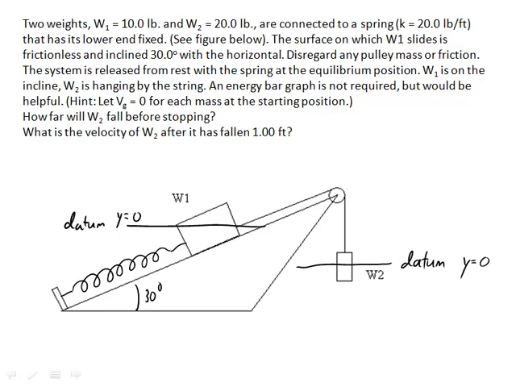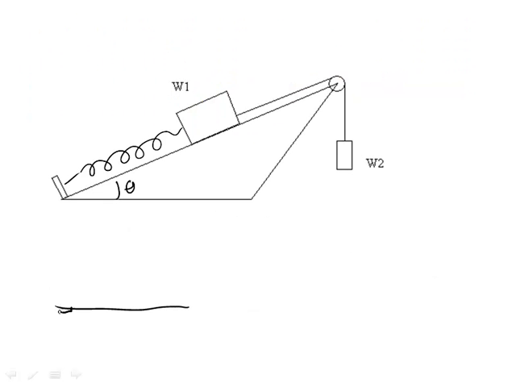Then as I look at energy, as W2 falls, it's going to lose gravitational potential energy. W1 is going to rise, it's going to gain gravitational potential energy. Alright, so how are we going to solve this problem? I'm going to start with an energy bar graph. I'm going to have a kinetic energy for W1, a kinetic energy for W2, a gravitational potential energy for W1, a gravitational potential energy for W2, and a spring potential energy because of the spring here. All of those energies are the combined energy of my system.